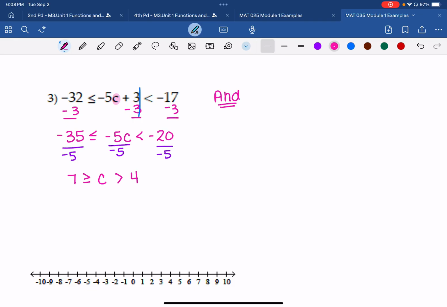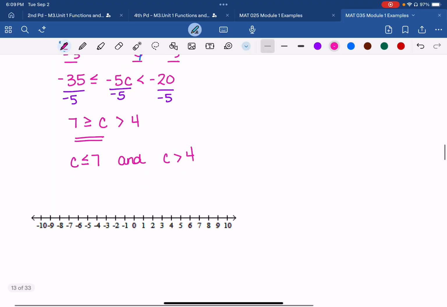And so what this is actually saying is that I've got 2 different statements here. I've got this one, which is saying that c is less than or equal to 7. Notice how I flipped that so that it's still pointing to the c and opening to the 7. And c is greater than 4. So you can think of it as 2 different statements if you want to, okay? Or you can think of it as saying, okay, this is all the values of c that are between 4 and 7, or between 7 and 4.